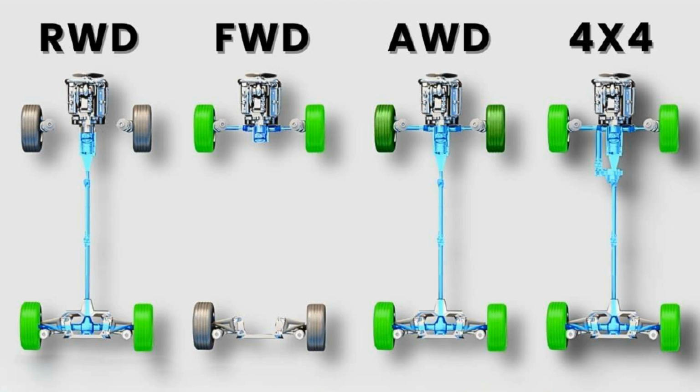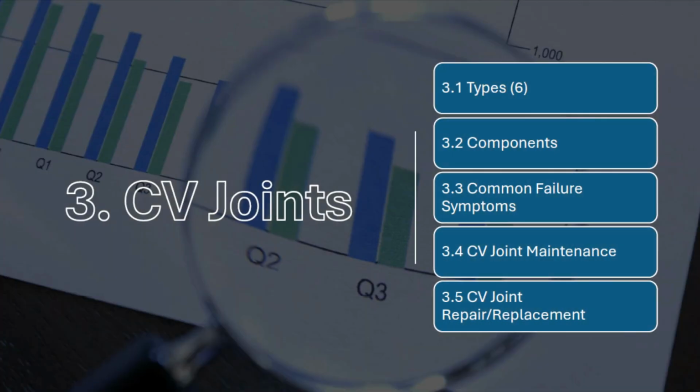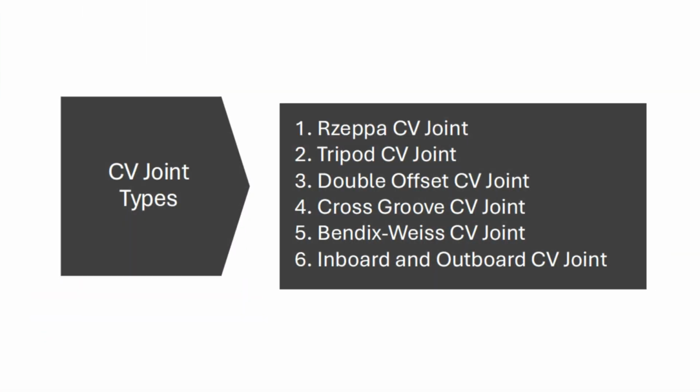Moving into our deep dive on CV joints, we will examine their specific types, primary components, common failure symptoms, and the standard procedures for maintenance and replacement. There are several common types of CV joints, including Rzeppa, tripod, double offset, cross groove, and Weiss, as well as distinct inboard and outboard configurations.